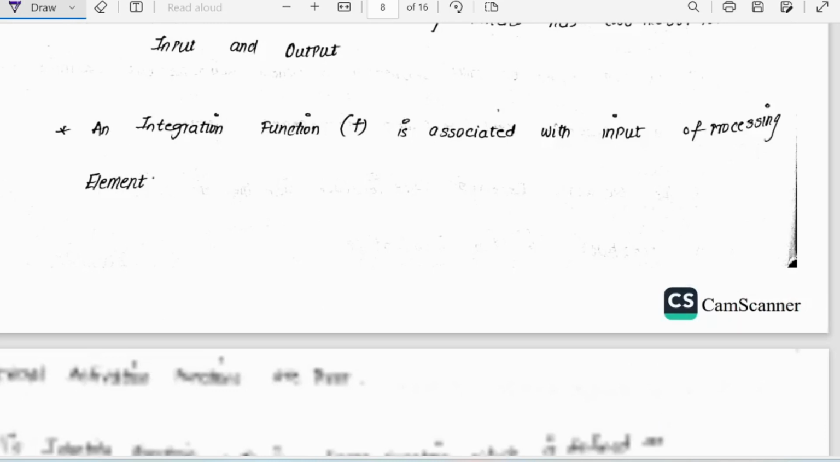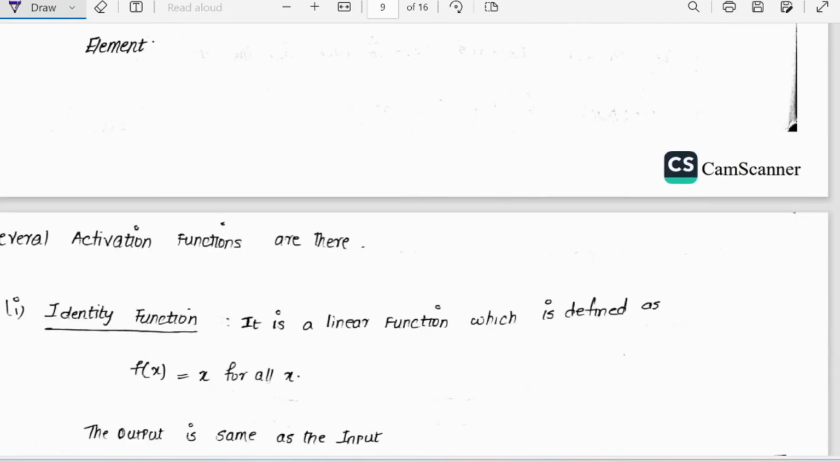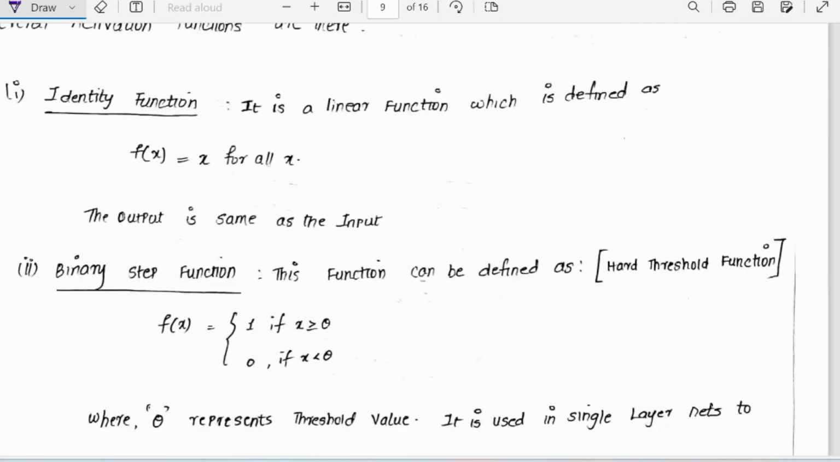There are different types of activation functions. The first one is called the identity function. Identity function means it's just a linear function, where if you give an input x, you get the same output f of x. So your activation function will give you the same output for a given input. But this can only be used for inputs which are very small values.